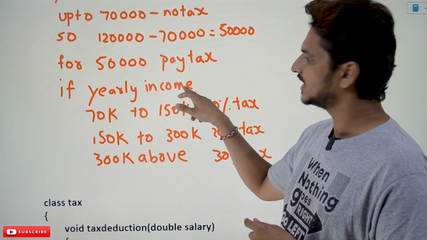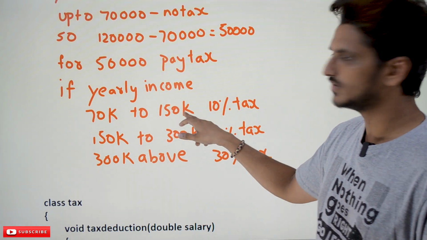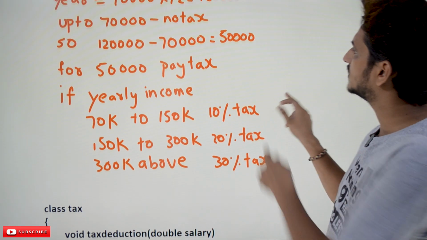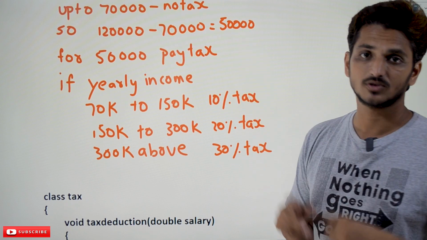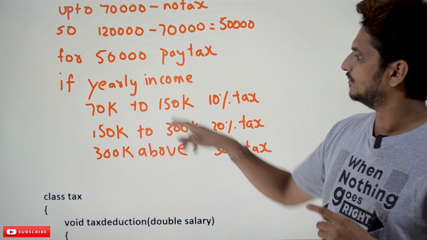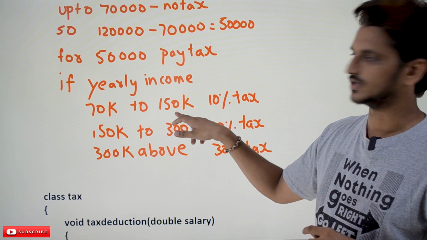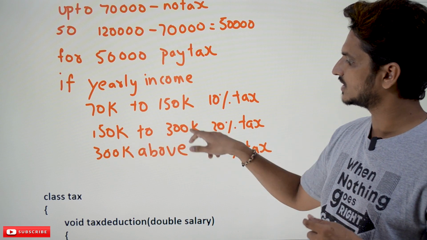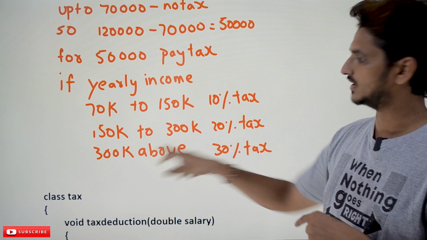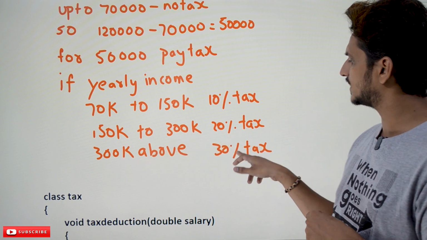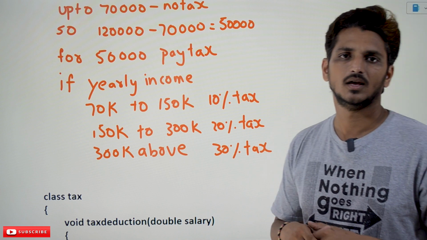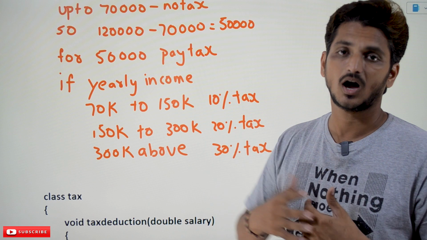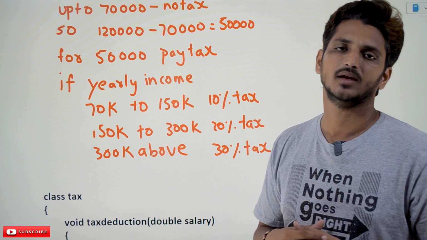If your yearly income is 70,000 to 150,000, you need to pay 10% tax. For 50,000 you need to pay 10% because your yearly income is between 70,000 and 150,000. If your yearly income is 150,000 to 300,000, you need to pay 20,000. Above 300,000, you need to pay 30% tax. So this is how we need to identify how much tax amount you need to pay.